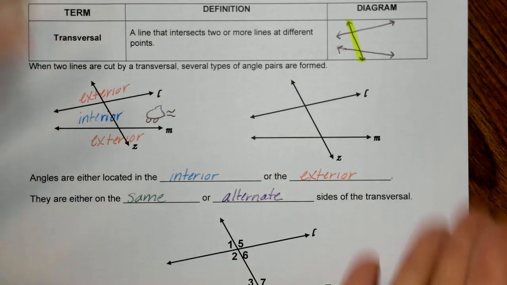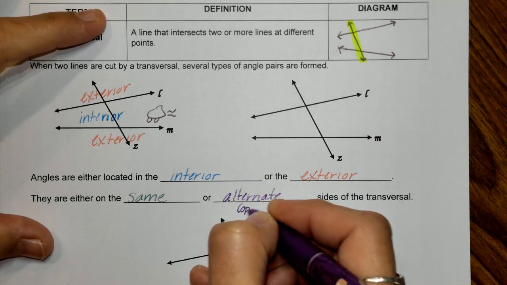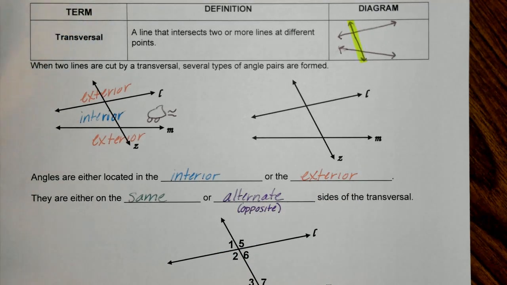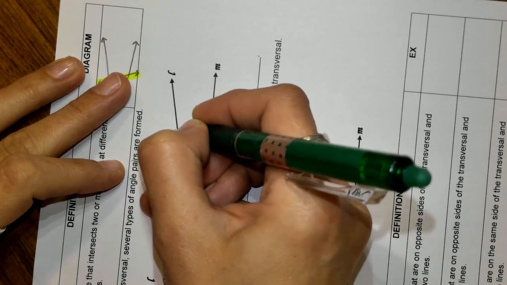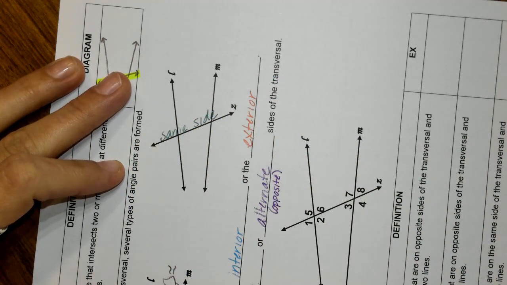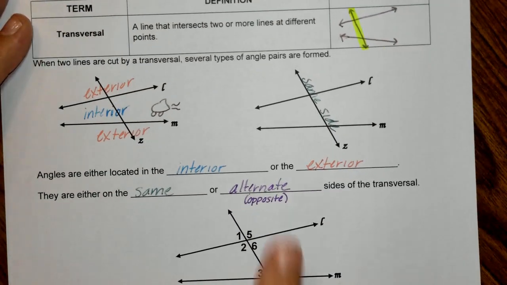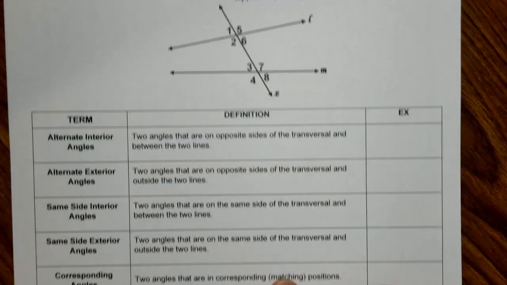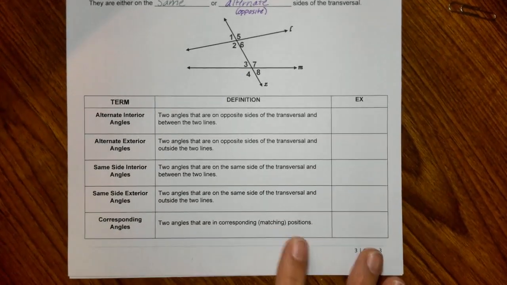I don't have a way of writing it to really make it cleanly show the alternate. Alternate is just going to mean opposite sides of the transversal. But with your same side of the transversal, if we rotate this page, we can write over here, same side, showing that if they're both, in this case, to the left or to the right, then they will be same side. Alternate would be one to one side, one to the other side. So let's go ahead and take a look at what kind of angles we have using this diagram. Zoom out so we can see the whole chart and the diagram.